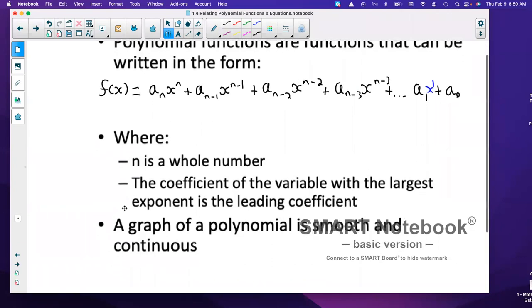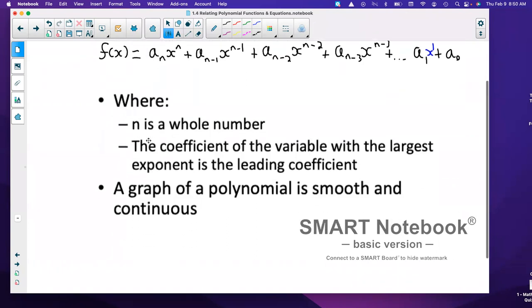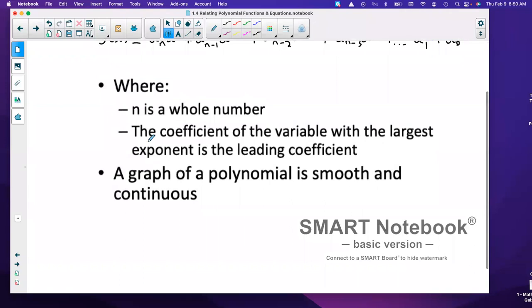And the coefficient of the variable for the largest exponent is our leading coefficient. So this a subscript n out front, because it's with our largest exponent, is our leading coefficient. Now our leading coefficient is going to be critical in terms of where our graphs start and end. And we can also say the graph of a polynomial is smooth and continuous.